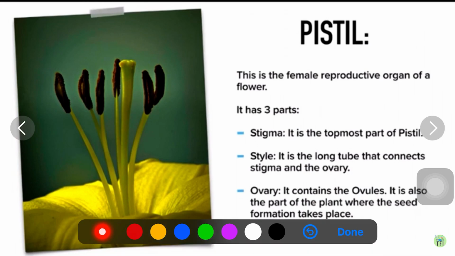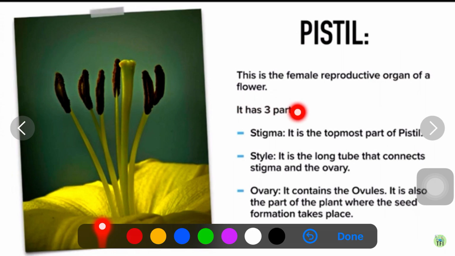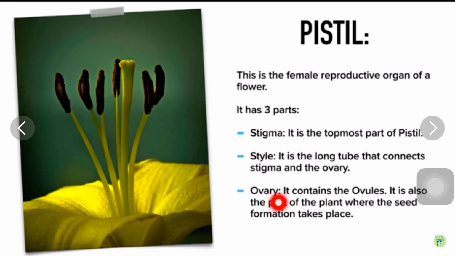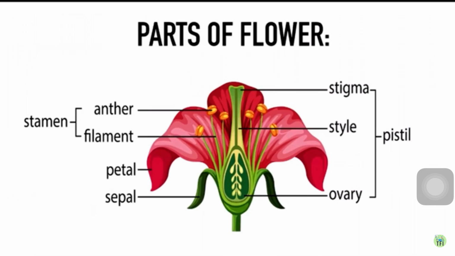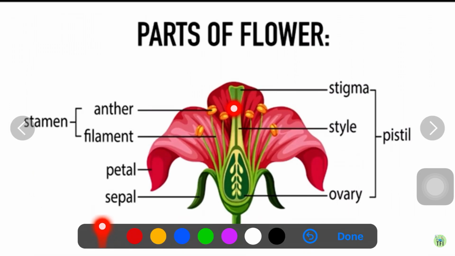Pistil. This is the female reproductive organ of a flower. It has 3 parts: stigma, style and ovary. Stigma, it is the topmost part of the pistil. Style, it is the long tube that connects the stigma and the ovary. Ovary, it contains the ovule. It is also the part of the plant where the seed formation takes place. Let's have a look in detail at the entire parts of a flower as we discussed earlier.